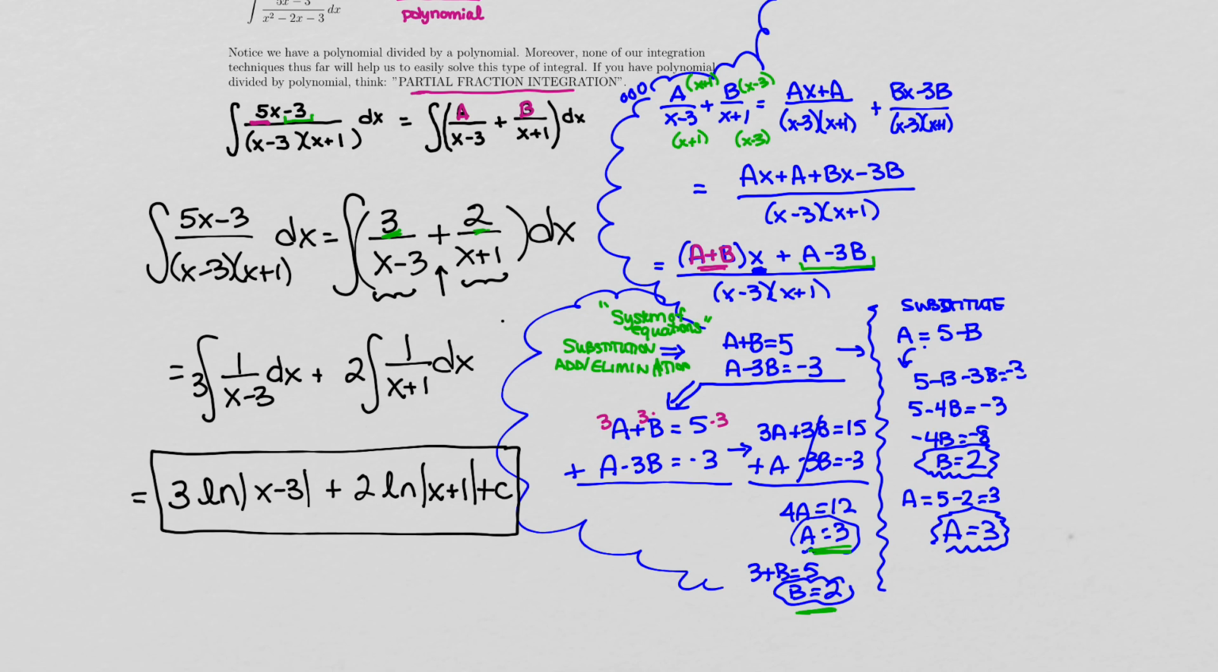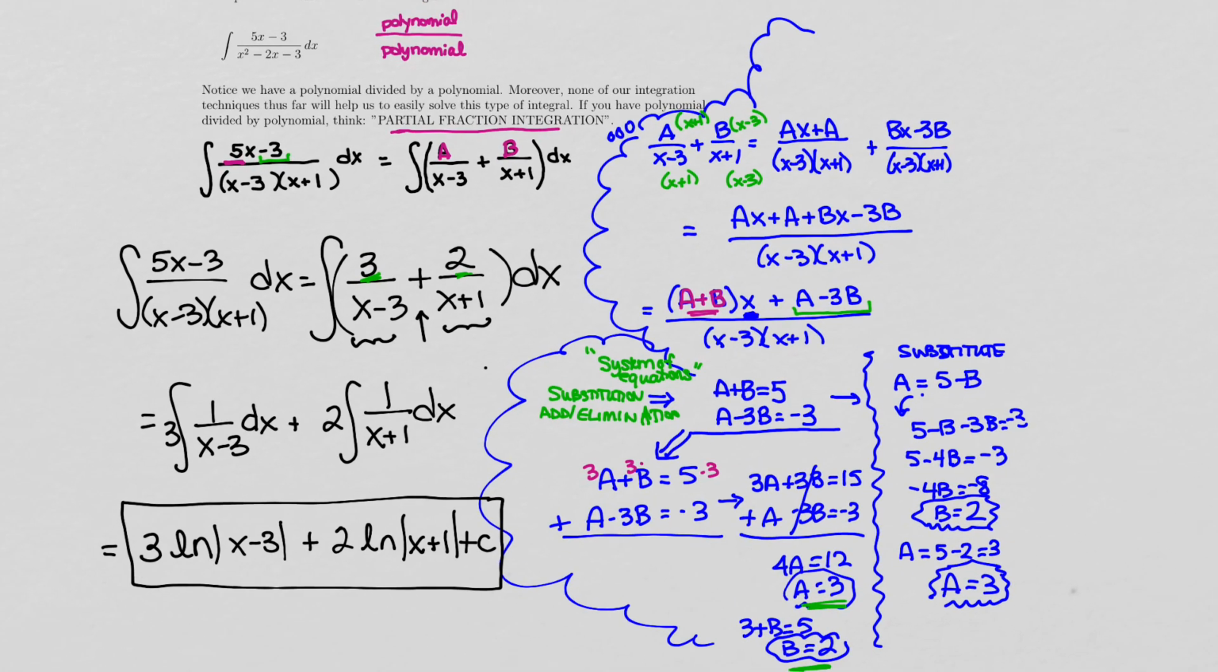Yeah, so let me get my key parts here. So what are my key parts to this method? Let me summarize that up for us. So my key part is recognizing, number one, that I have a polynomial over a polynomial. And so if I have a polynomial over a polynomial, I want to factor my denominator. That's my first thing. Recognize I have a polynomial over polynomial and factor the denominator.